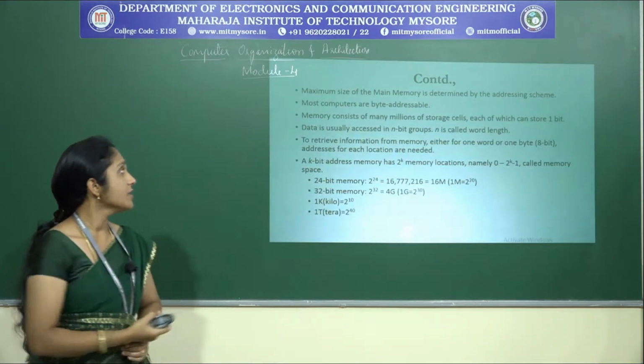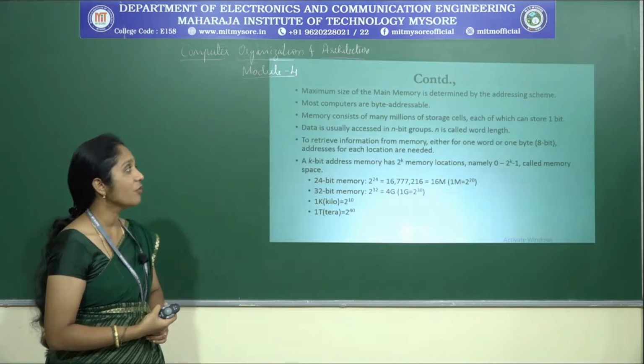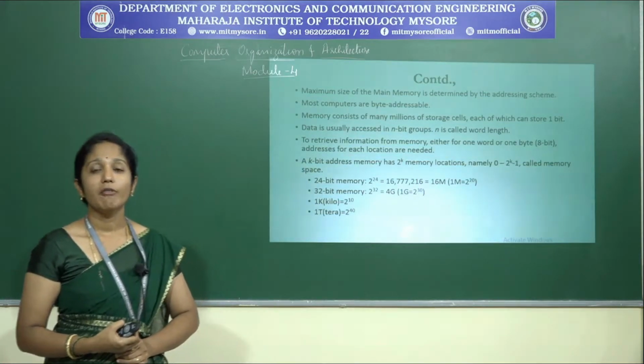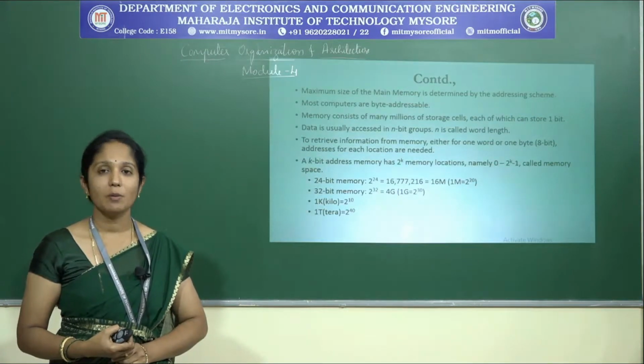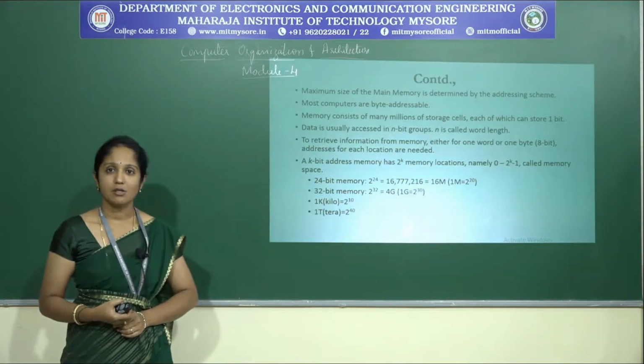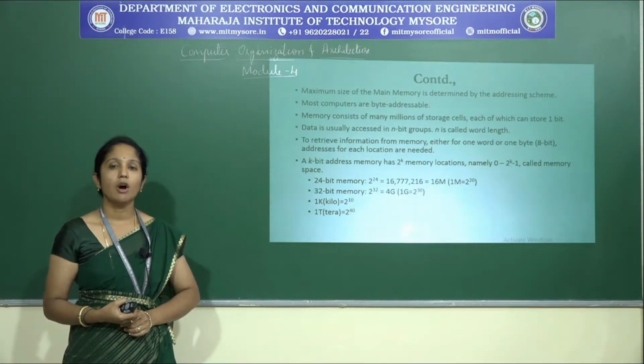Next, memory consists of many millions of storage cells, each of which can store 1 bit of data. Each and every cell is able to store 1 bit of data. Usually memory is made up of transistors, and the transistors are able to store either 1 or 0.